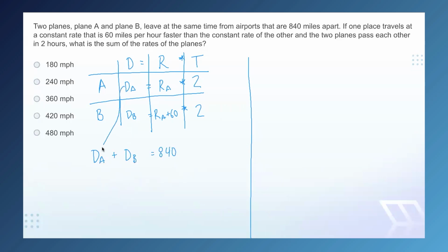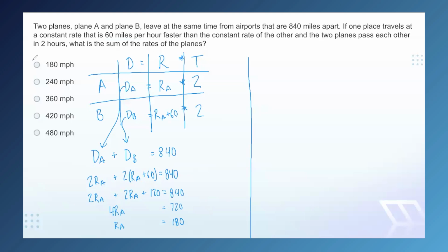All right, plugging in and slightly rearranging, we're going to get 2 times r sub A plus 2 times, in parentheses, important, r sub A plus 60 equals 840. All right, expanding that, we're going to get 2r sub A plus 2r sub A plus 120, remember to distribute correctly, equals 840. Okay, combining like terms, we are going to get 4r sub A equals 720. Dividing both sides by 4, we're going to get r sub A equals 180.